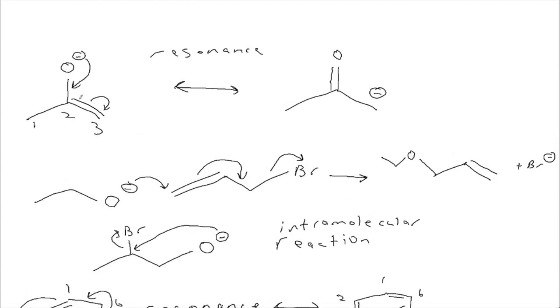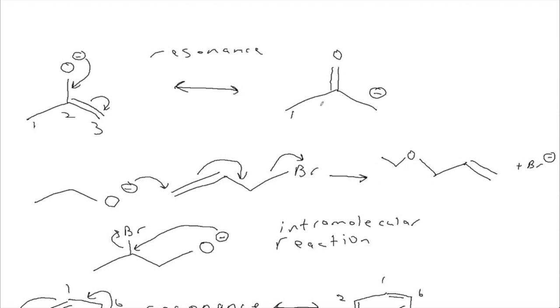How strong is the bond here between carbon 2 and the oxygen? Well, in this picture, this is a single bond, and in this picture, it's a double bond. So in the true molecule, its strength is somewhere between a single and a double bond. It's not exactly like a single or a double bond. It's kind of a mixture of them.